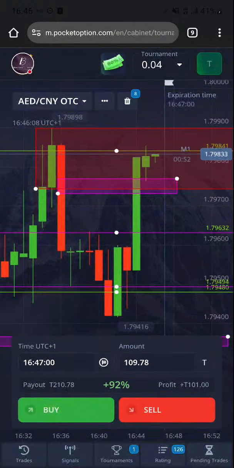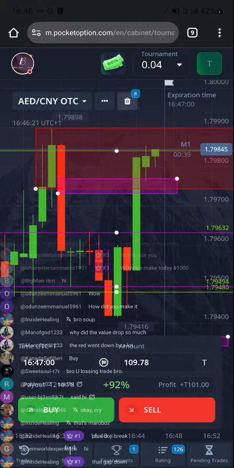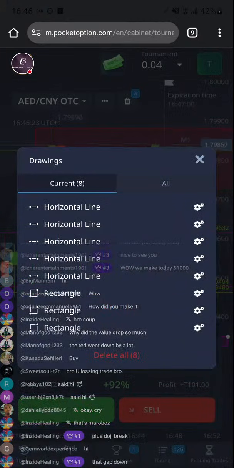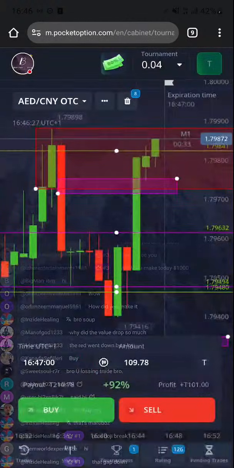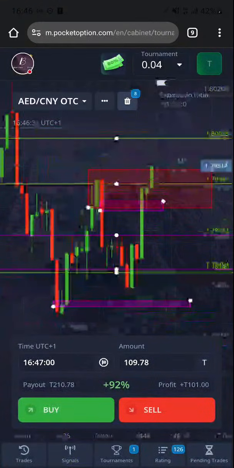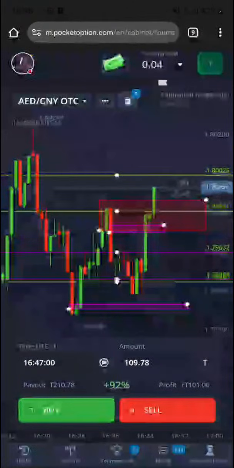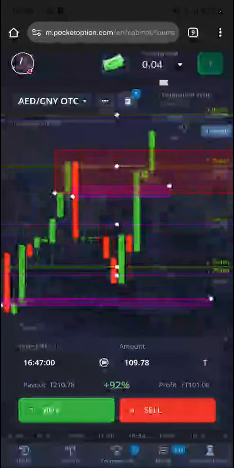See, we have a triple doji break coupled with the fact that we have a Marubozu candle. If nothing happens, it's a sure red candle after this Marubozu candle. But you see, this gap down was not anticipated at all. I can't believe it. That was crazy. Well, no problem. It happens like that sometimes.